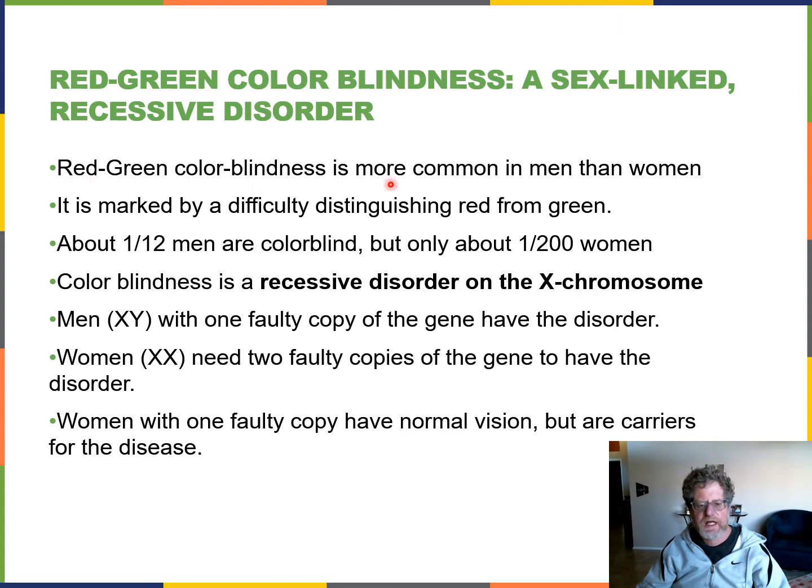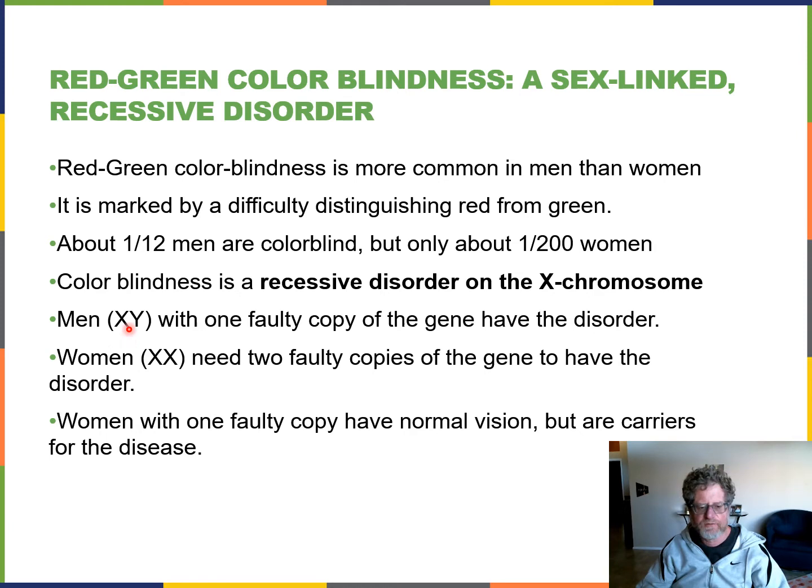So red-green color blindness is more common in men than women by far. People who have it have a hard time distinguishing red from green. About 1 in 12 men are colorblind, but only about 1 in 200 women. Color blindness is a recessive disorder, and it's found on the X chromosome. So the question is, why is it so much more common in men?